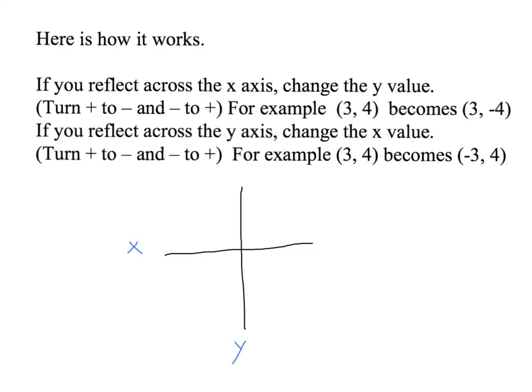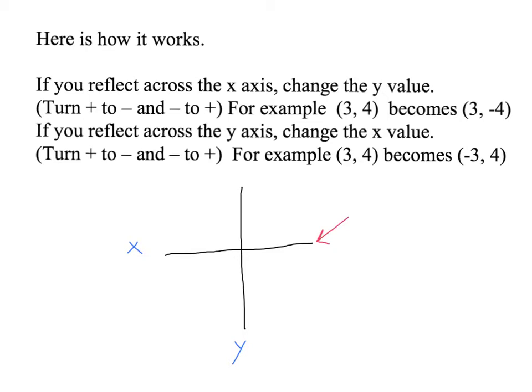Here's how it works. If you reflect a shape across the x-axis, which is right here, you're going to change the y value of each point. You turn a positive to a negative or a negative to a positive. For example, if a point is 3, 4, if you reflect over the x-axis, it becomes 3, negative 4.